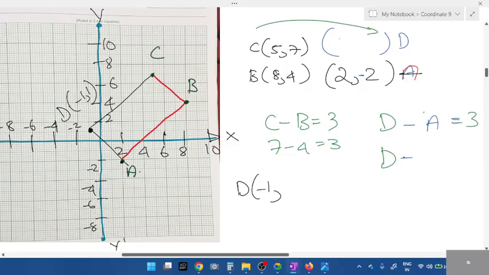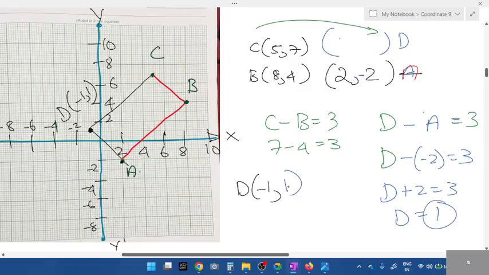Okay, so let me keep D minus of, what is the A value? D minus of minus 2 is equal to 3. D, what is minus into minus? Plus 2. If you want to find D, plus 2 goes to the other side. 3 minus 2 is 1. Got the y-axis value? Minus 1 comma 1. Can you see the way I plotted minus 1 comma 1?